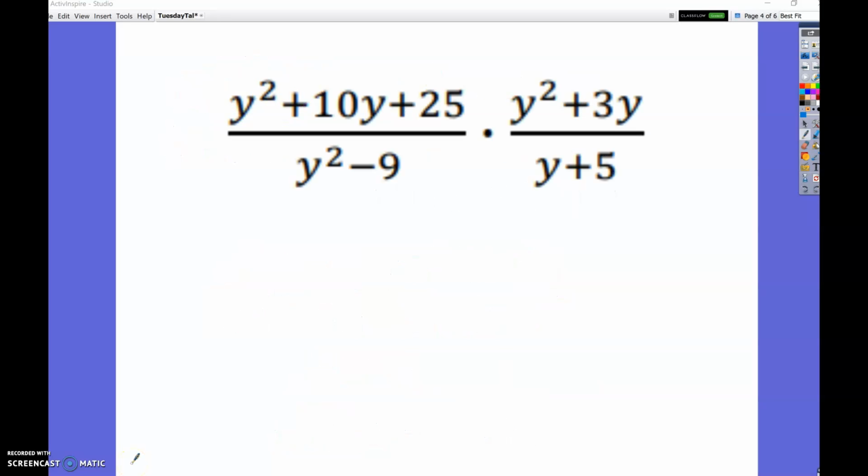Now for multiplication. I actually find multiplication and division to be easier as long as you can factor well. So let's take a look at this. Let's factor both the top and the bottom.